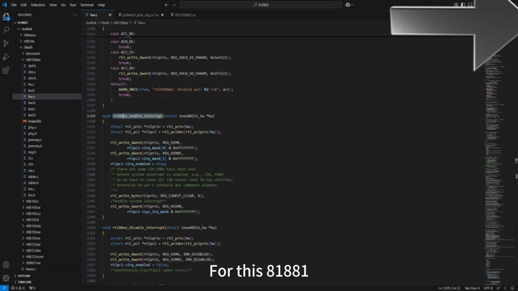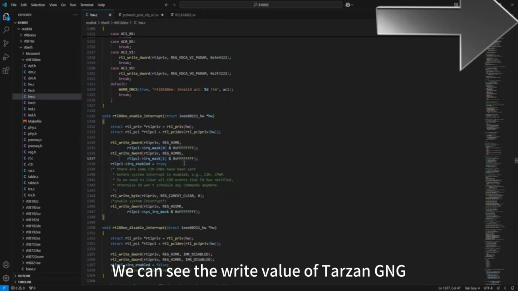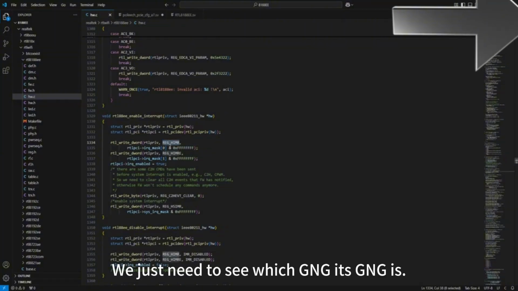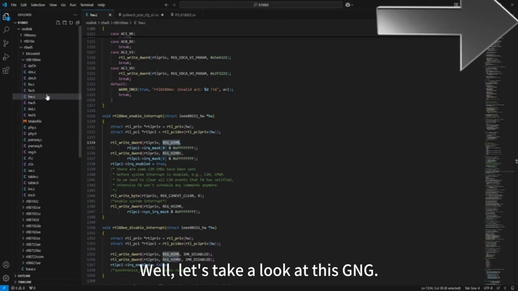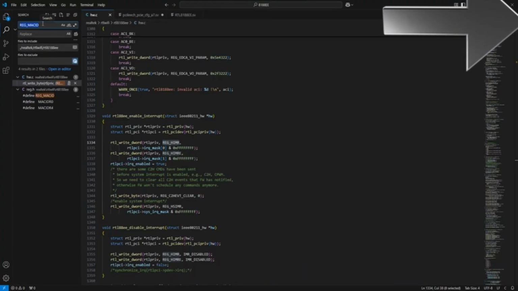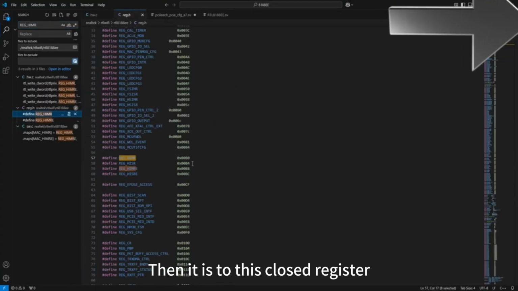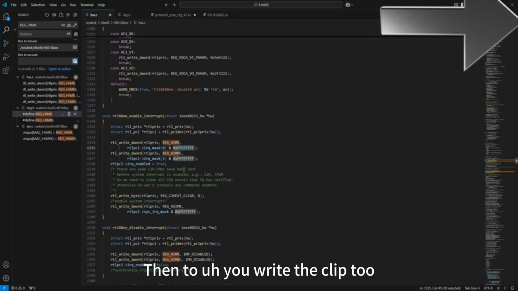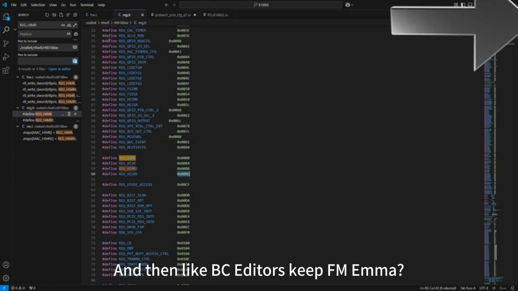For this 81881 China technology, the function associated with the driver is this piece. What about this one? We can see the right value of Tarzan GG. Write the value. We just need to see which GG its GG is. Actually, it can. Well, let's take a look at this GG. Then it is to this closed register. Then write an XF. Then to a U write the clip too. And then like BC editors keep FMMA.